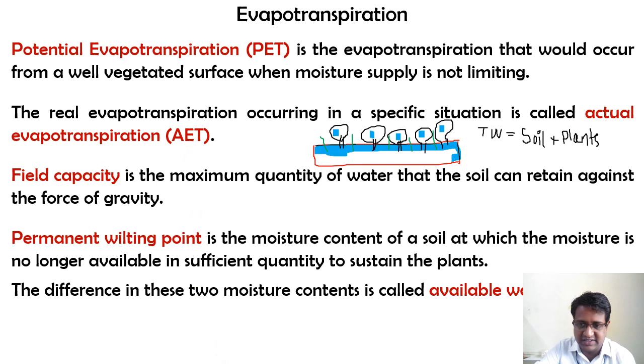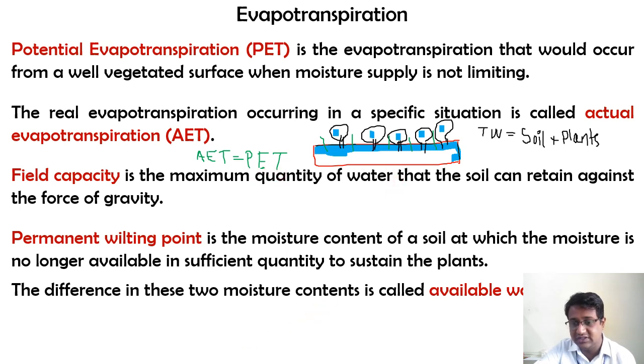Now here also you can check it out. There is one condition where you can write AET equals PET. Whenever the soil is completely saturated with water, only at that time will your actual evapotranspiration be equal to potential evapotranspiration. I repeat, there is only one case at which AET equals PET, and that condition is if the soil is completely saturated with water. So this is what you should understand.